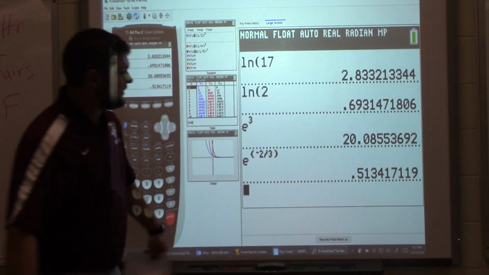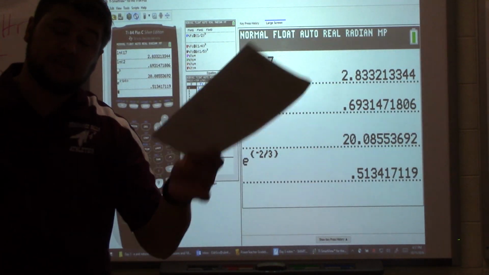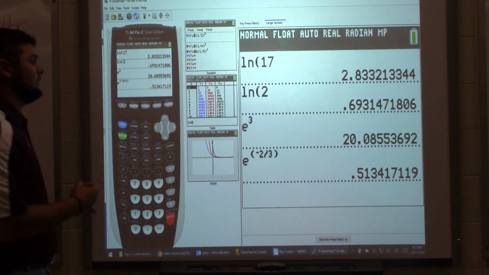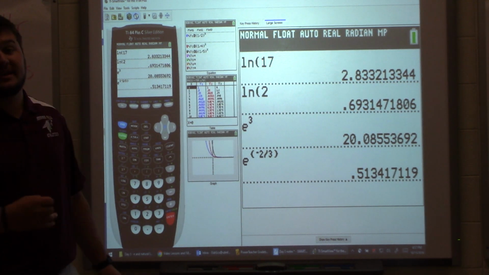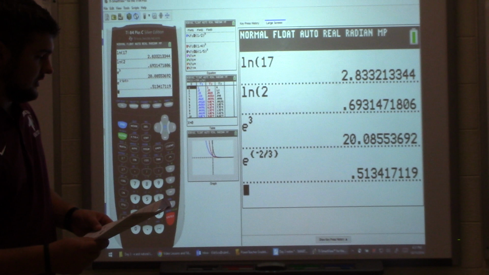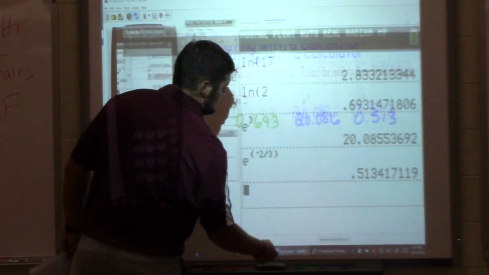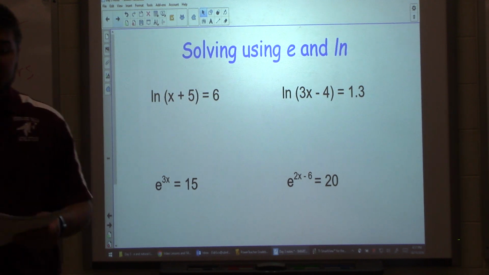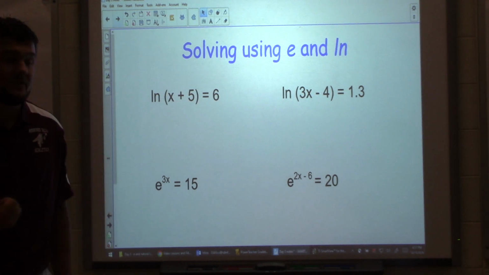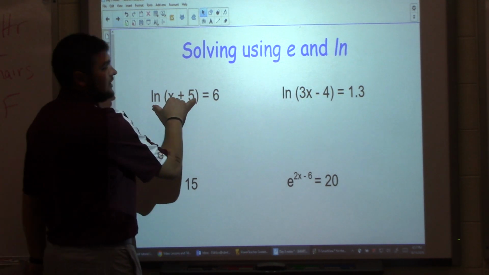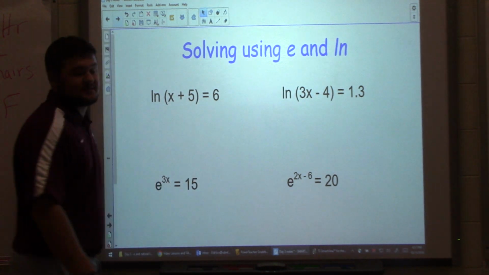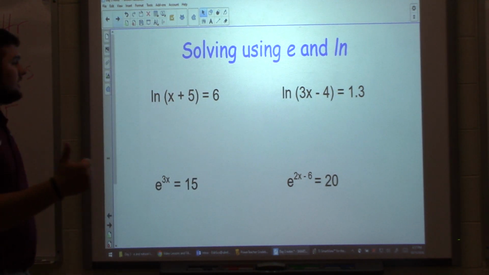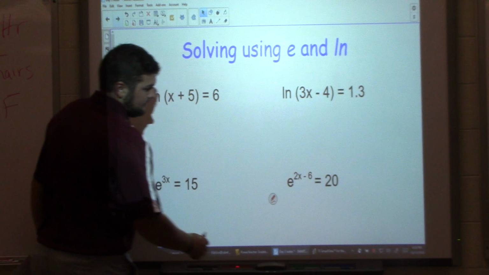So if you look at your calculator, you should be able to put natural log in it. You should be able to put e to whatever power you want in it. That'll really help us here in 2 seconds when we try and solve with our natural log. So, like I said, solving using e and ln. It's the same exact rules as when we solve with logs. We need to isolate our log, which in both of these cases, it's already isolated. Then we're going to switch it to exponential form.